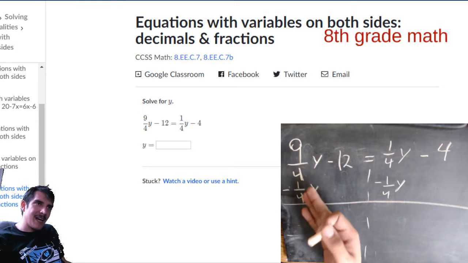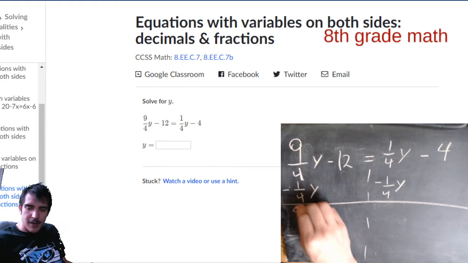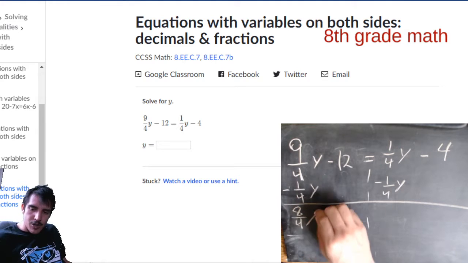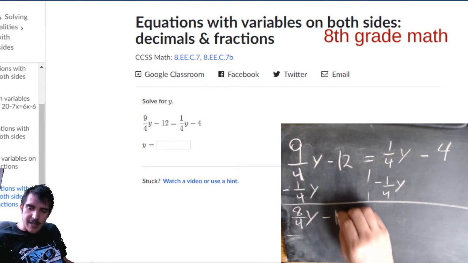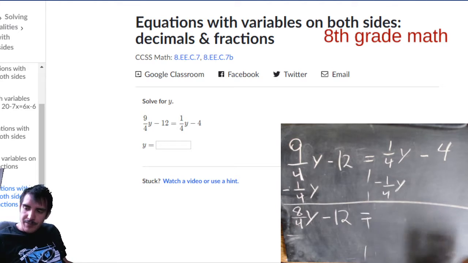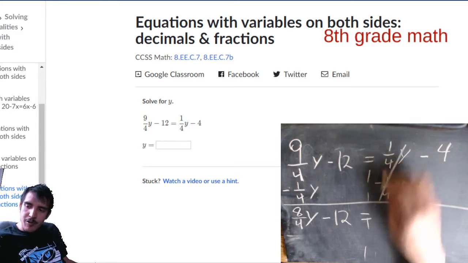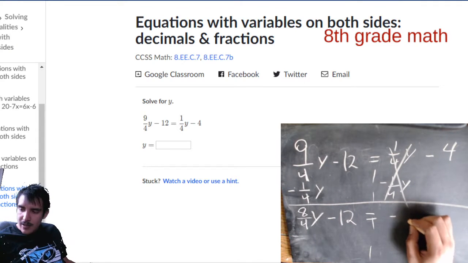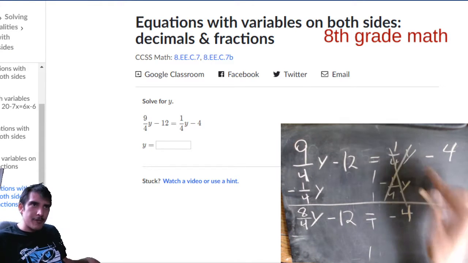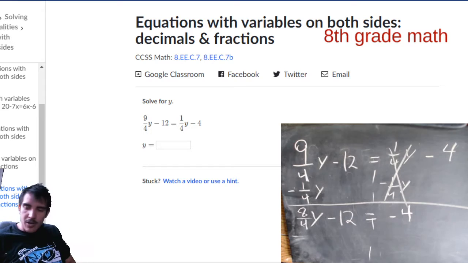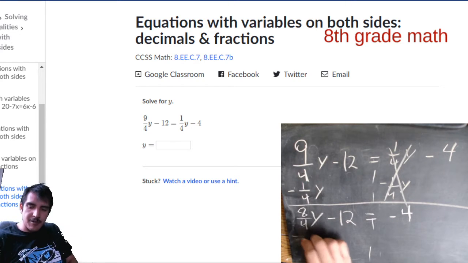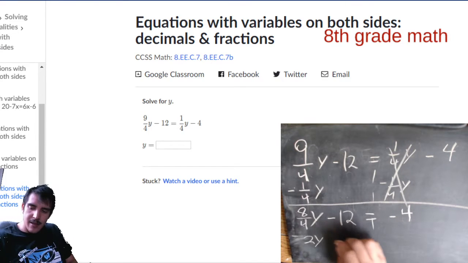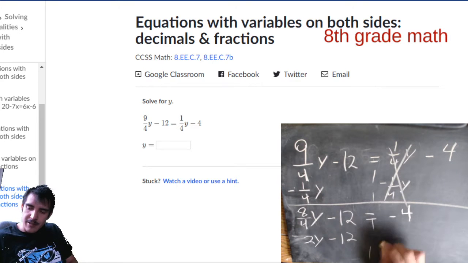9/4 y minus 1/4 y is going to be 8/4 y, which hopefully you see can be simplified. 1/4 y minus 1/4 y, gone. Bring down this negative 4. You always want to bring down the sign that's right before the number. 8/4 y is really just 2y. Right, so I'm just going to rewrite everything.